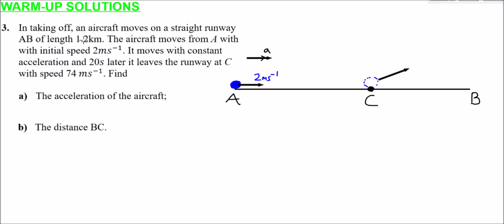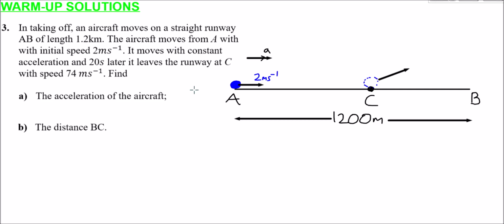We're told that AB has length 1.2 kilometres. The SI units for distance or displacement are metres. So we need to multiply this by 1,000 to obtain 1,200 metres. And that's the length of the runway from A to B. It's not the length from A to C, it's the whole length of the runway from A to B. So now, I think I've labelled in pretty much everything I can.